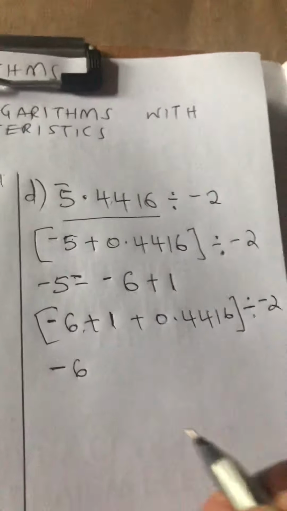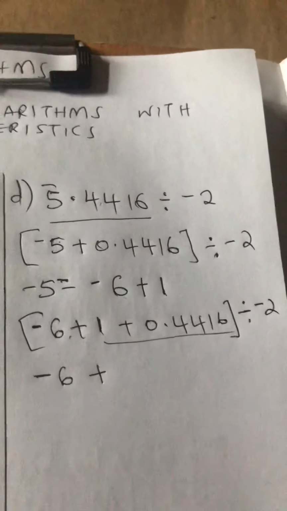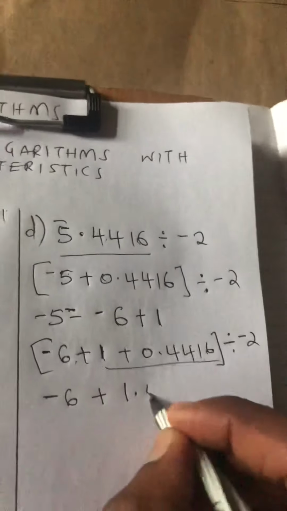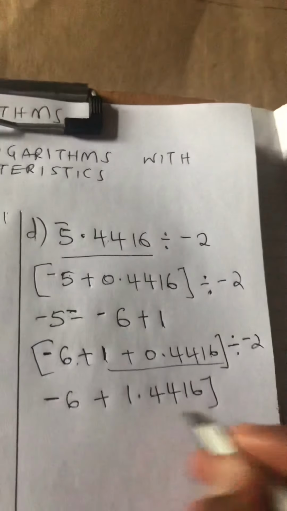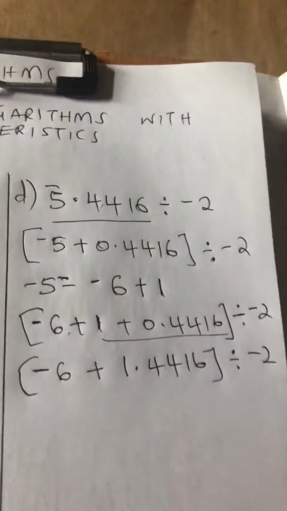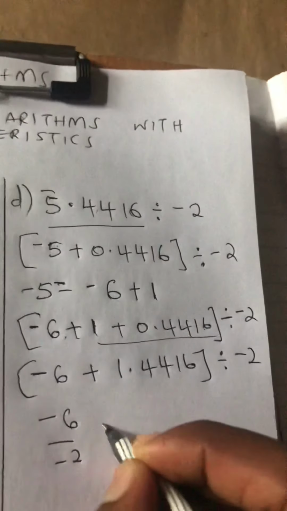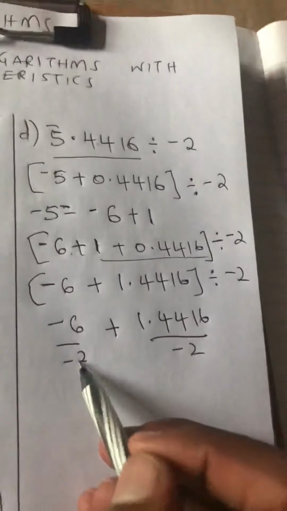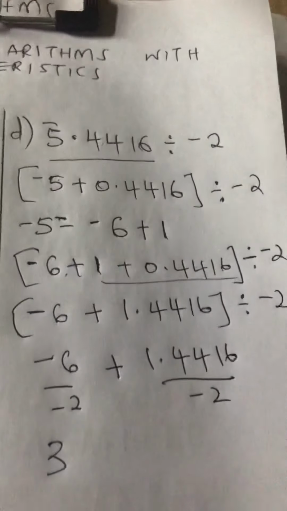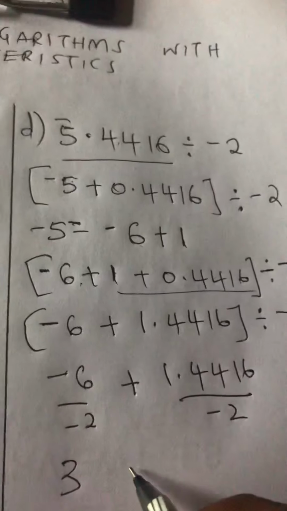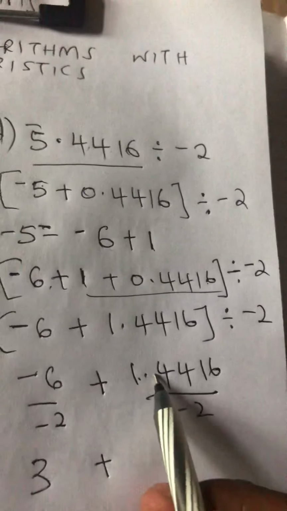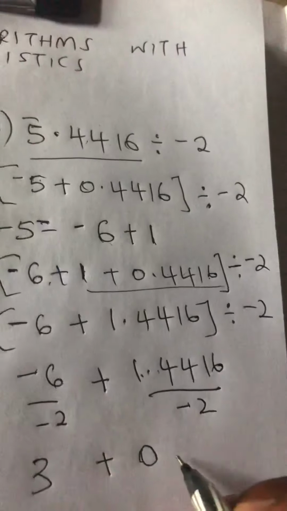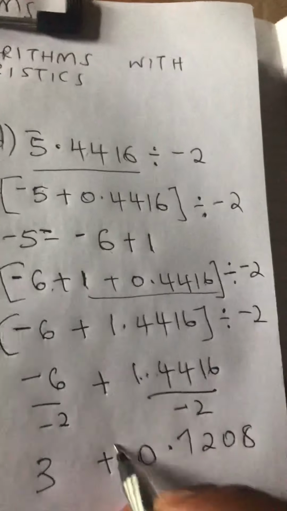Therefore, this will be -6 plus, let us combine these two, because again, 1 divided by -2 inakupea decimal. So you have to combine these two. Inakuwa 1.4416, okay, divided by -2. Therefore, this becomes -6 divided by -2. Sasa sahi unazidivide individually. -6 divided by -2 unapata +3. Then plus 1.4416 divided by -2 utapata 0.7208 negative.